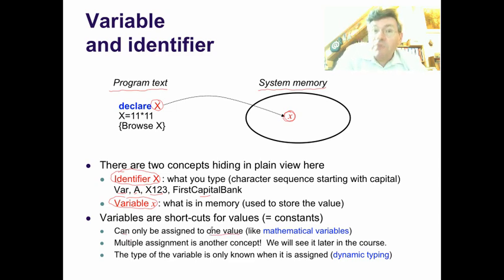This is in fact a consequence of being in the functional paradigm, and we cannot assign multiply. So multiple assignment is another concept we will see later in the course, but does not exist in the functional paradigm. Final point is the type of the variable. So this variable will be bound to an integer, and in fact one can bind a variable to many different kinds of things, different types, and it's only known at runtime. So this is an approach called dynamic typing.